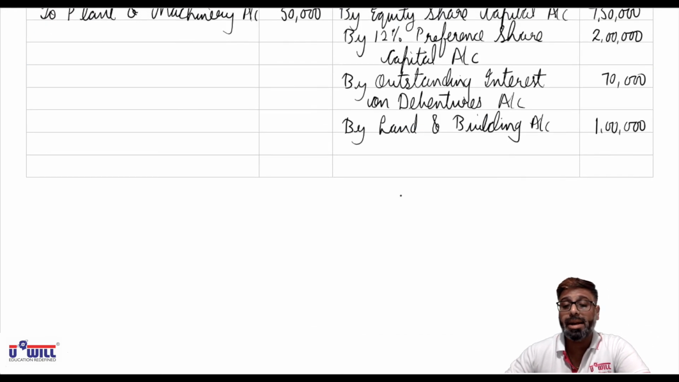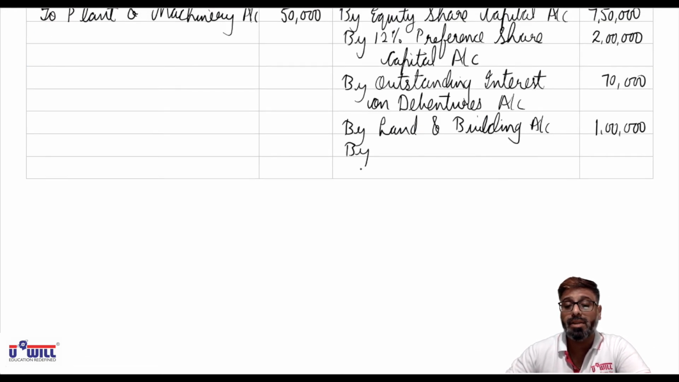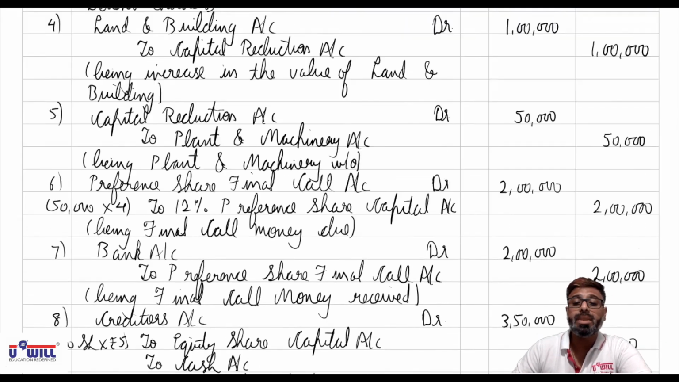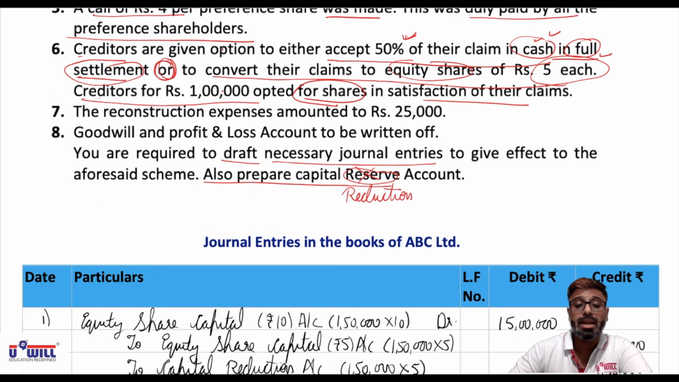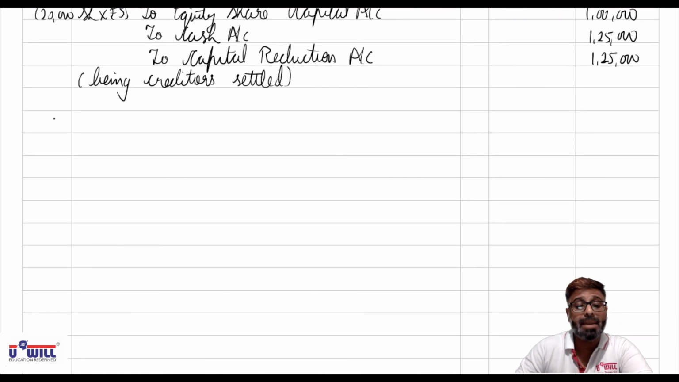Now the capital reduction account. So in capital reduction account, we'll write on the credit side, opposite account by creditors account, 1,25,000. Next, reconstruction expenses amounted to 25,000. So for reconstruction expenses, we will utilize capital reduction account. Okay, capital reduction account debit to utilize it.